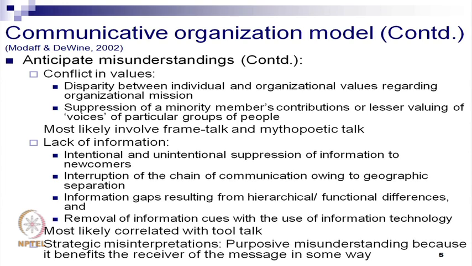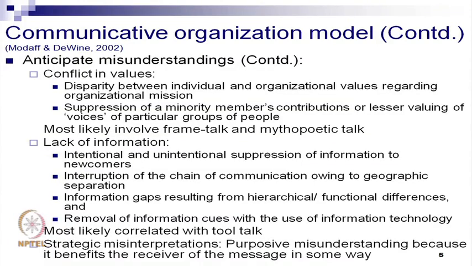Lack of information could be the other kind of misunderstanding that could occur. Intentional and unintentional suppression of information to newcomers. Again, you don't know who to trust and how much to trust. Interruption of the chain of communication owing to geographic separation. Again, one group of people knows one thing, the other group of people knows the other thing. People are sitting in different parts of the office, so they don't come to know what is going on, or they are sitting in different buildings or different locations of the organization, and information just slips through. The third point here is information gaps resulting from hierarchical or functional differences.